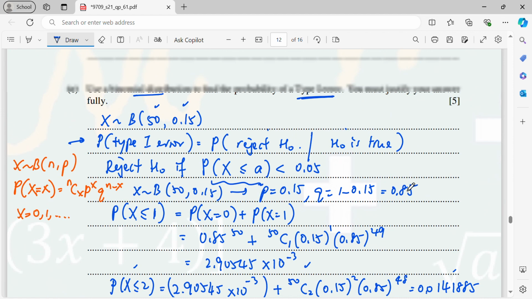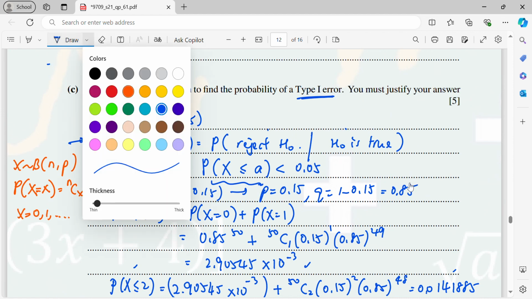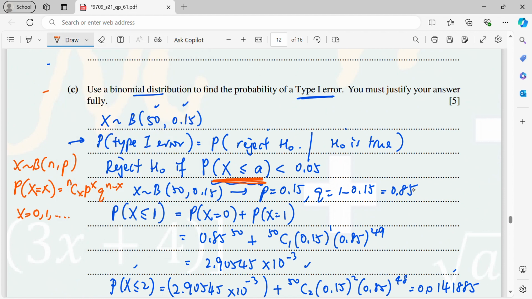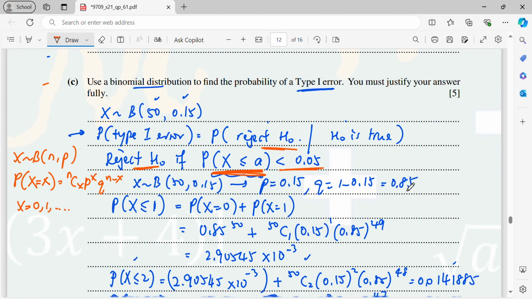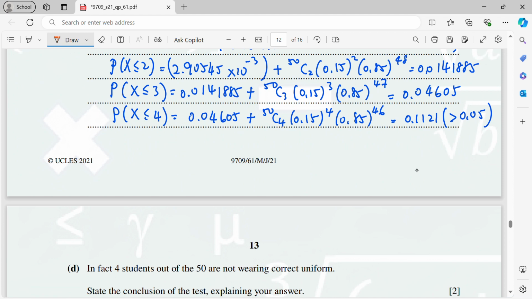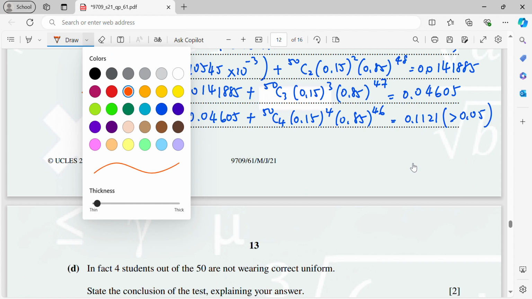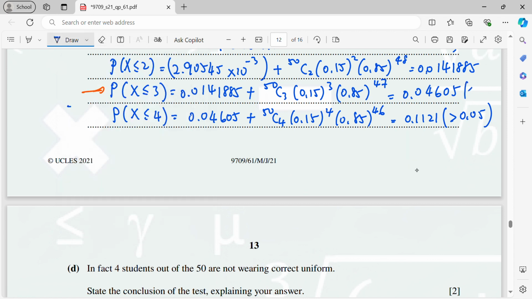But then when you refer back to the definition over here, if the probability of X ≤ a is less than 0.05, then we reject H0. We need to reject H0 now. That means now my a is basically 3, because this is still less than 0.05. But from 4 onwards, it will be greater than 0.05.